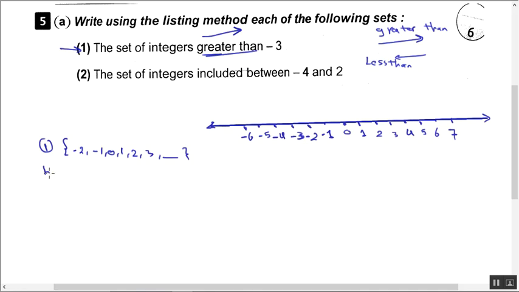And here number B, he said the set of integers included between -4 and 2. Where are the numbers included between -4 and 2? So it will be -3. We talk about integers: -3, -2, -1, 0, 1. So the result will be -3, -2, -1, 0, 1.